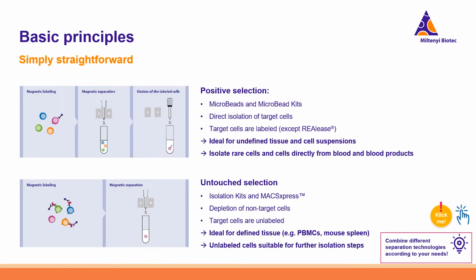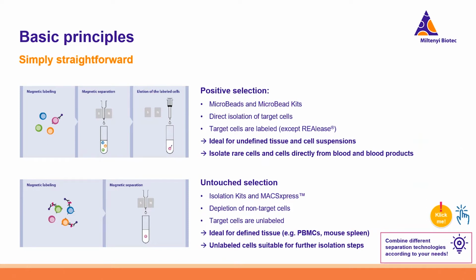The positive selection approach with MicroBeads is very specific and ideally suited for rare cells or undefined single cell suspensions, such as tumor, as well as other difficult or compromised samples, for example, from sick donors. Also, isolation directly from whole blood and blood products is very well achieved with MACS positive selection.